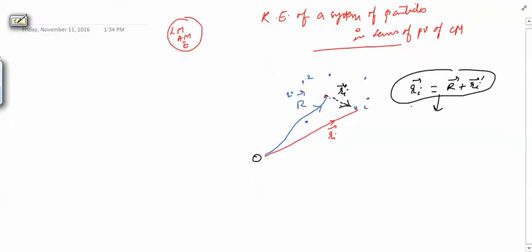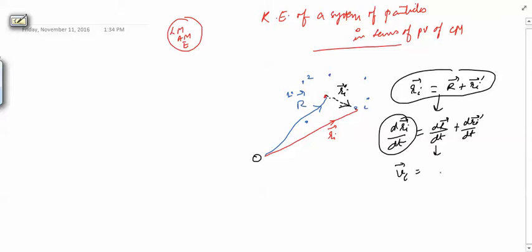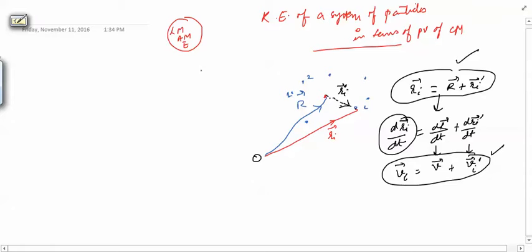Now if I differentiate it with respect to time, I get dRi by dt vector is equal to dR by dt plus dRi dash by dt. This is the velocity of the ith particle with respect to the origin, that is vi. This is the velocity of the center of mass with respect to the origin, and this is the velocity of the ith particle with respect to the center of mass. So I have this relation and I have this relation. I'll use these two relations to derive what I need.